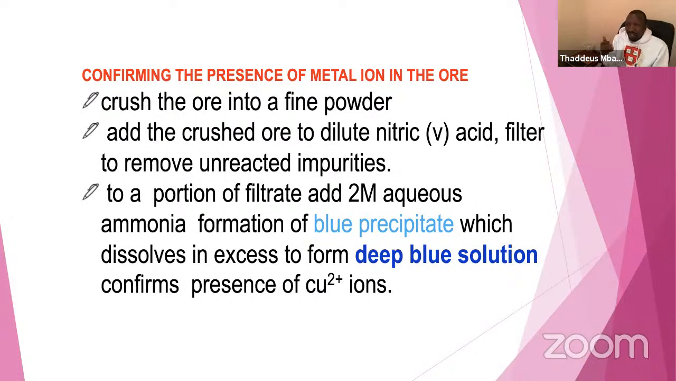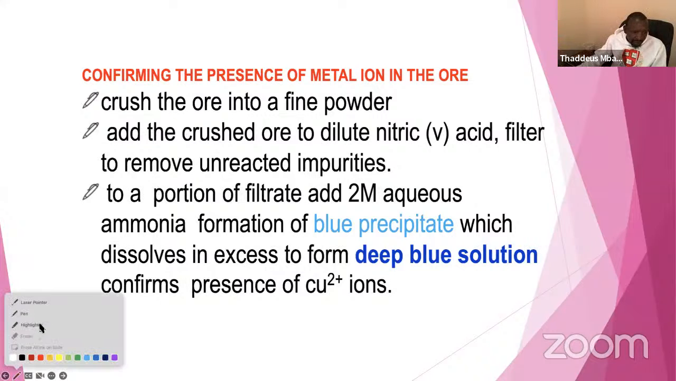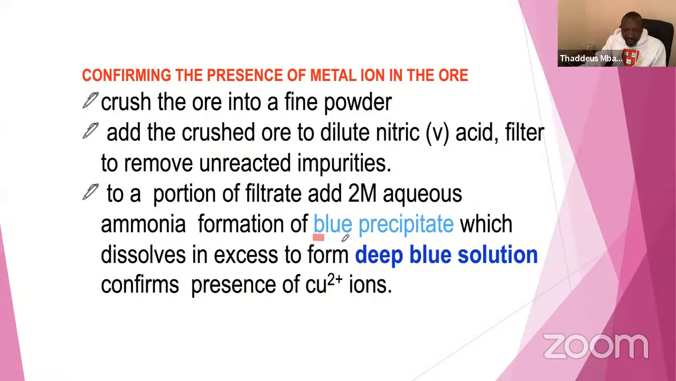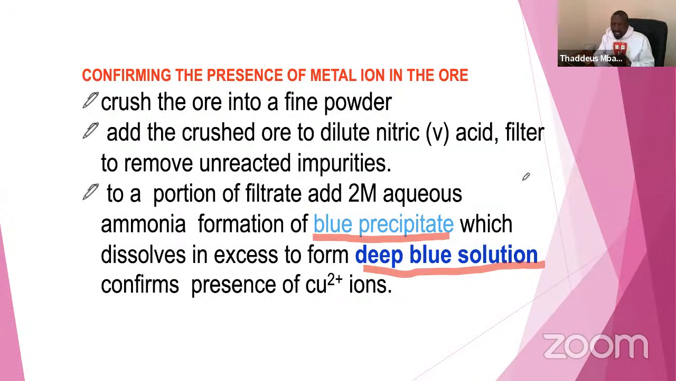aqueous ammonia, whereby you're going to get a blue precipitate, which is insoluble in excess. You can get a blue precipitate which dissolves in excess to form a deep blue solution. And I think you know this blue precipitate is copper hydroxide, which is blue. The deep blue solution is the tetraamminecopper(II) ion. Very much important. That's when you learn under ammonia. That's okay?